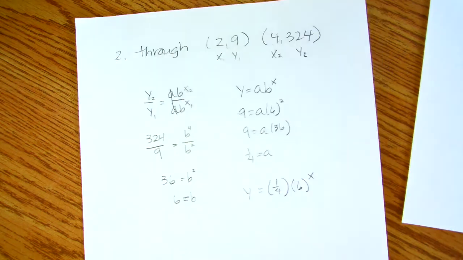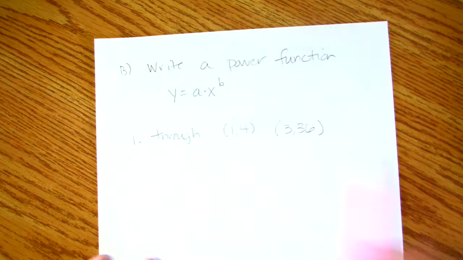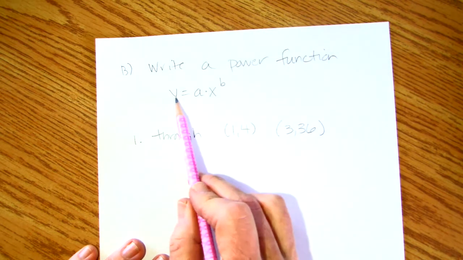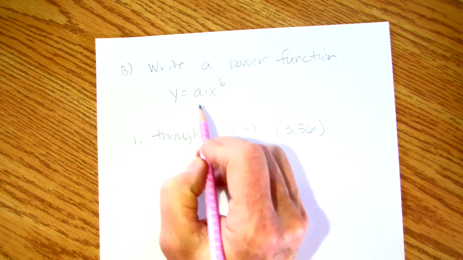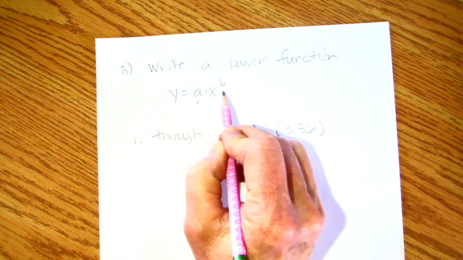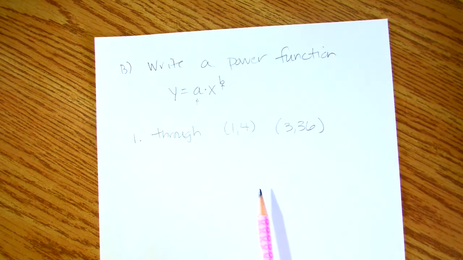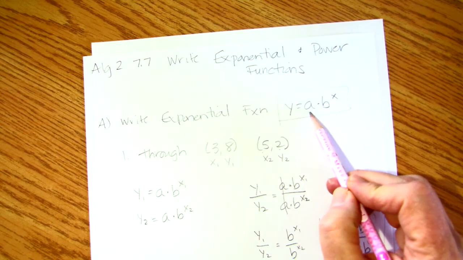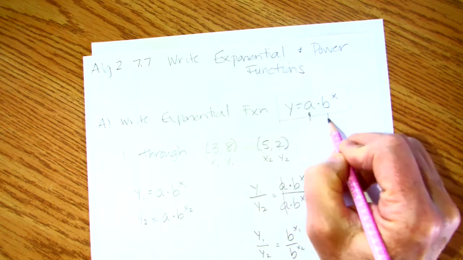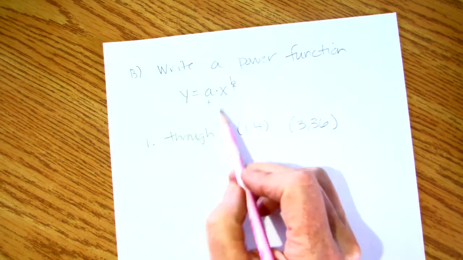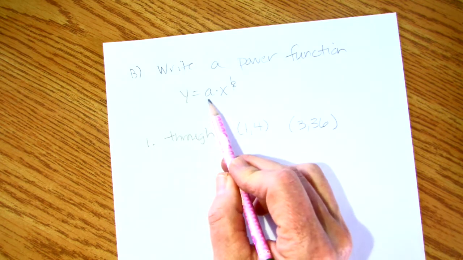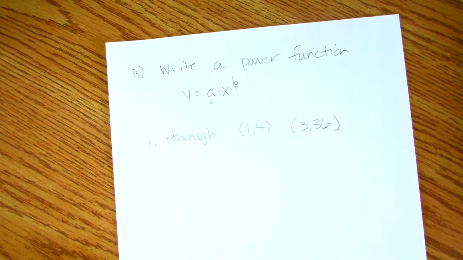All right, so let's write a power function. Similar process, but different relationship. This is y equals some value times x to some power. So the two things I'm looking for here are that value and that value, sort of like slope and intercept. With an exponential function, I'm looking for that a and that b. With a power function, I have a coefficient and then I have a power.